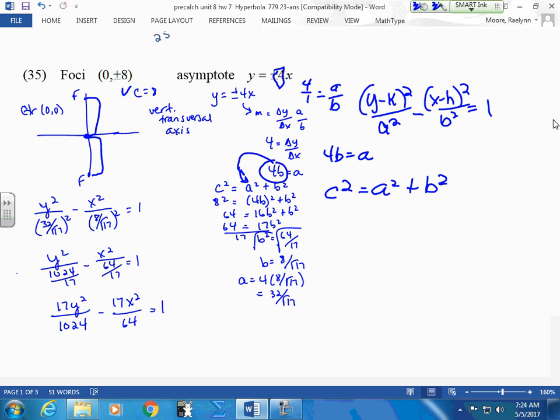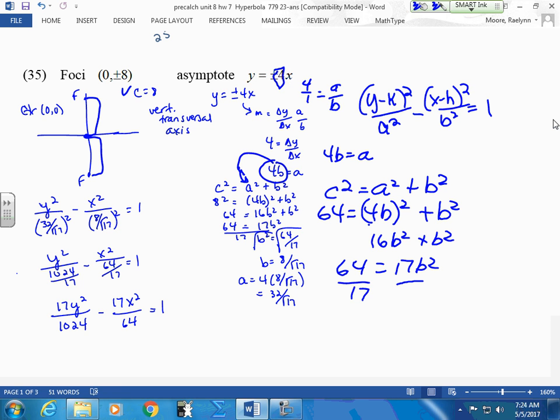So I'm going to put 4b squared in here, and don't forget to square the whole thing. b is b, and this equals 8 squared. So remember to square the 4 too. So I get 17b squared, and I divide by 17. Now I know b squared.